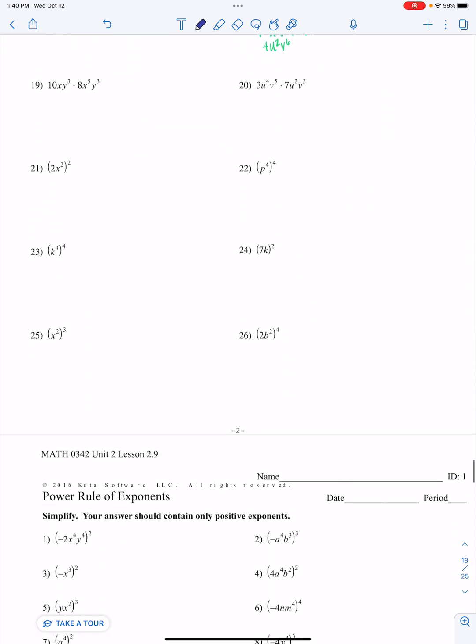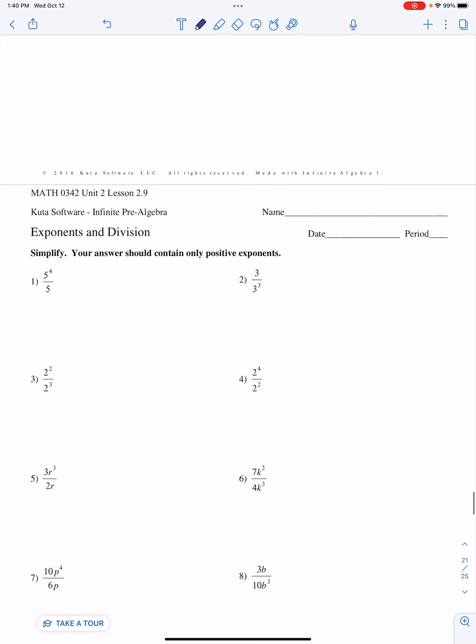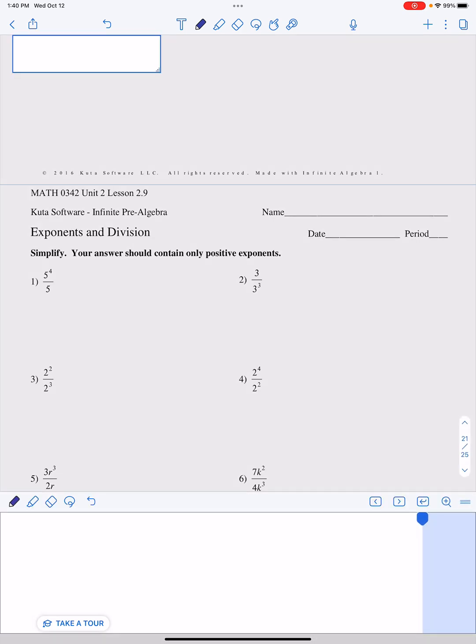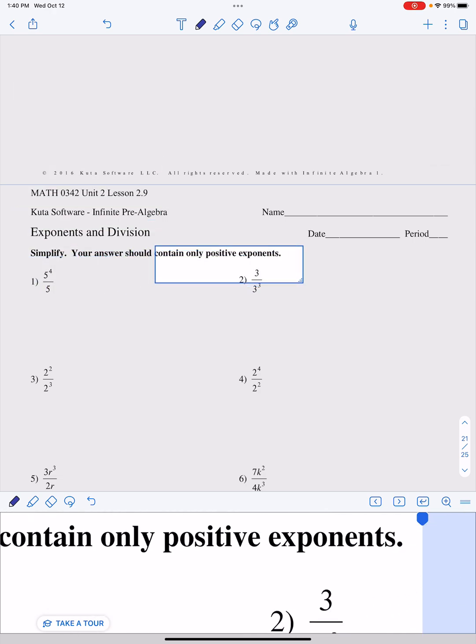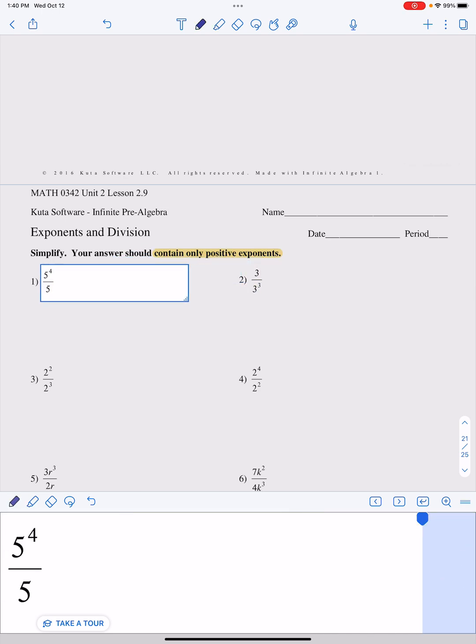So I am going to mosey down here. We're going to skip the parentheses ones until you're older. We're going to look at exponents and division, and we're going to start out easy. I do want you to notice that our answers can only contain positive exponents. That's why I told you the negative exponent story before I told you the dividing story. So we're going to start out small. We have 5 to the 4th power divided by 5 to the 1st power. And notice it's 5 to the 1st power because we write in our little imaginary 1.